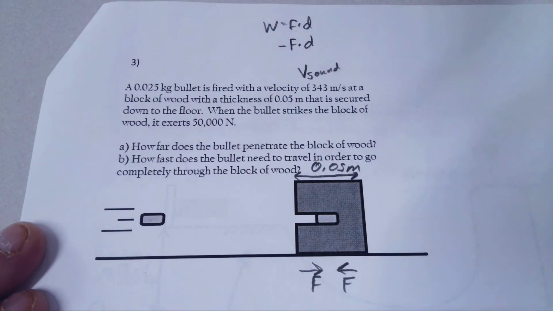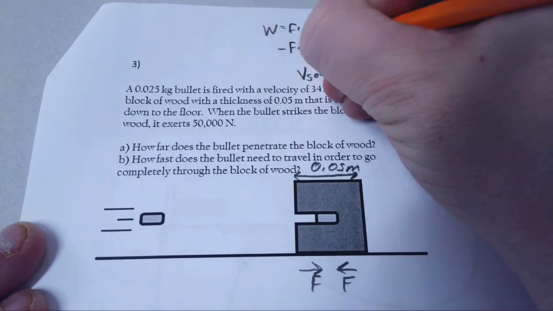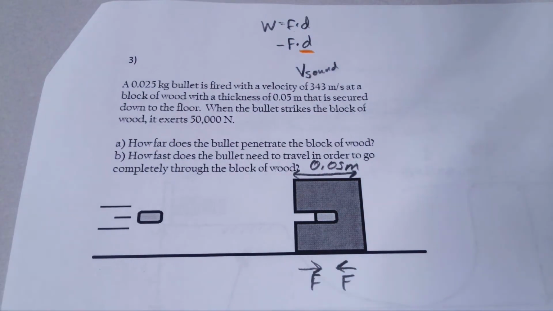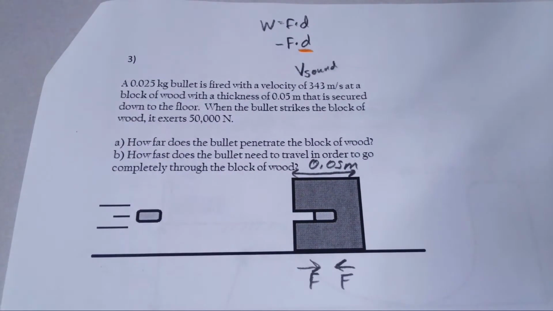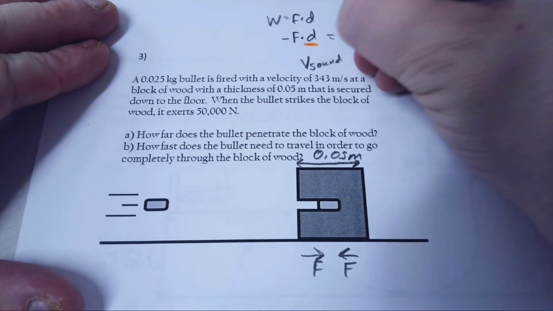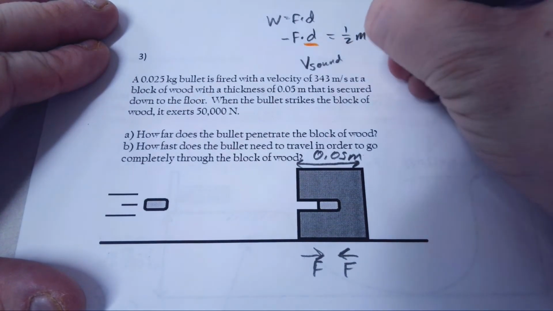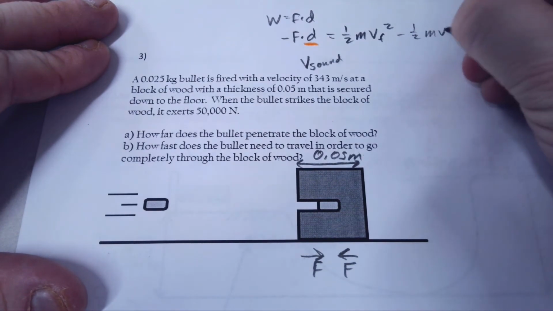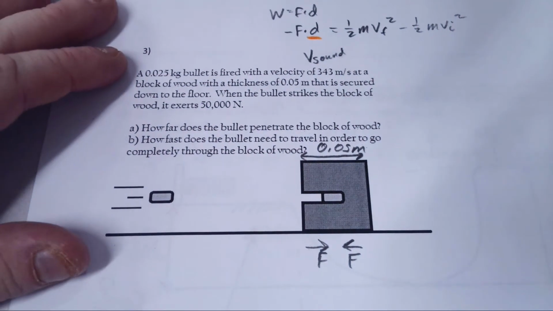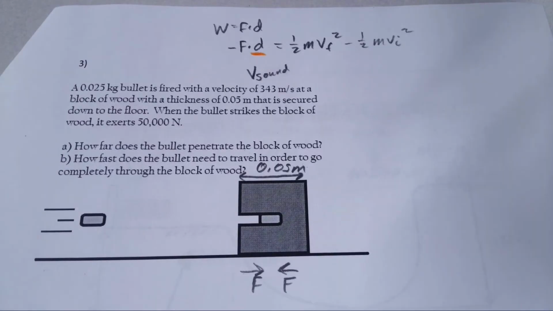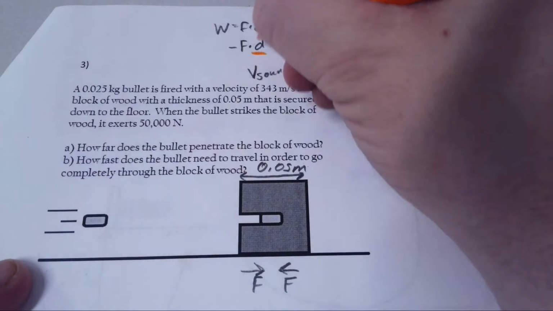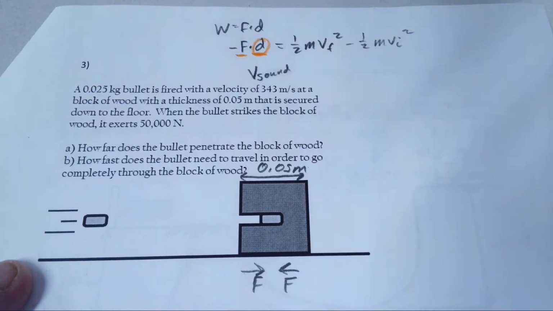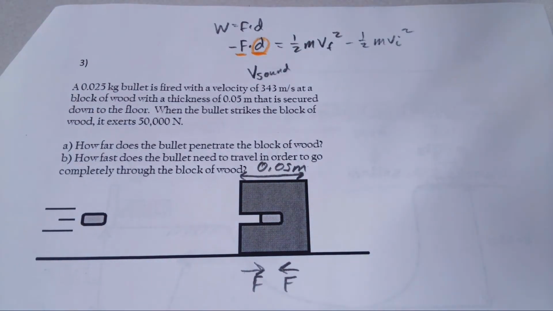We're trying to figure out what this distance is if we know it goes from 343 meters per second to rest. So this is where an example of the work-kinetic energy theorem is very helpful. 1/2 m v_f squared minus 1/2 m v_i squared. We're trying to figure out what the distance is. We just realized that the force is a negative 50,000 newtons because it's slowing it down.